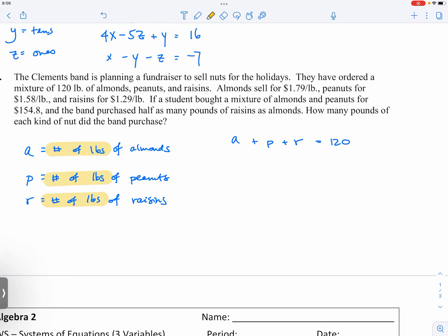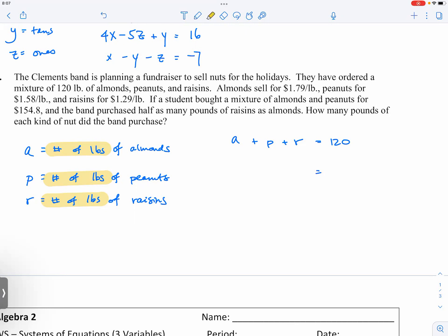So if you simply say, oh, X is equal to almonds, Y is equal to peanuts, and Z is equal to raisins, then you are creating an ambiguity that you have to suffer through, and you don't want ambiguity at all. You want to be specific. So please make sure that you write down that A is the number of pounds of almonds. So A plus P plus R is 120. That's cool. Well, what else?